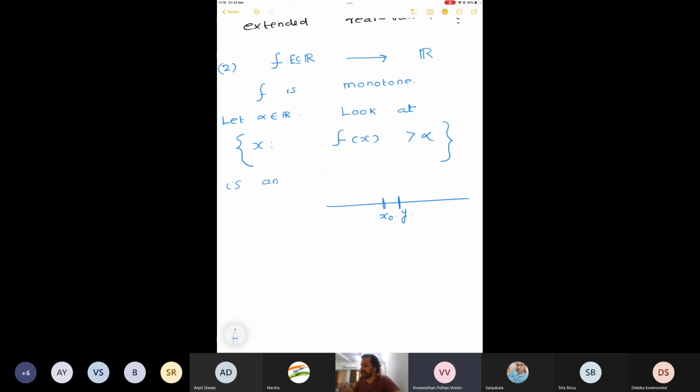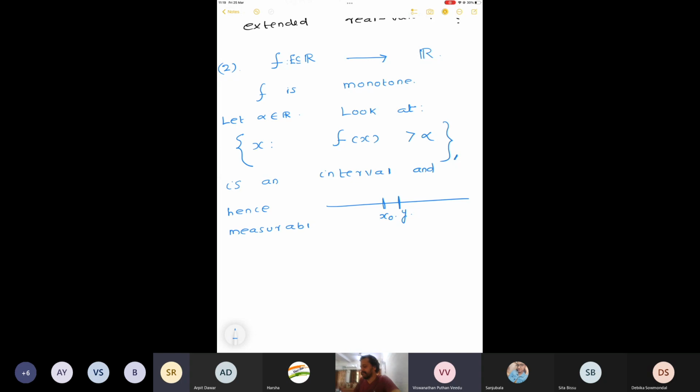I am just claiming it. You should convince yourself. It's an interval. Look at this. I claim that this set is an interval. Whether intervals are measurable? Yes, sir. And hence measurable.